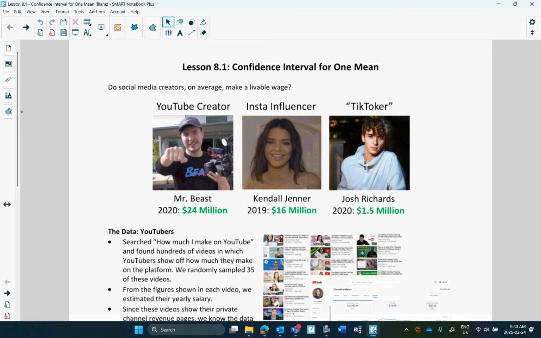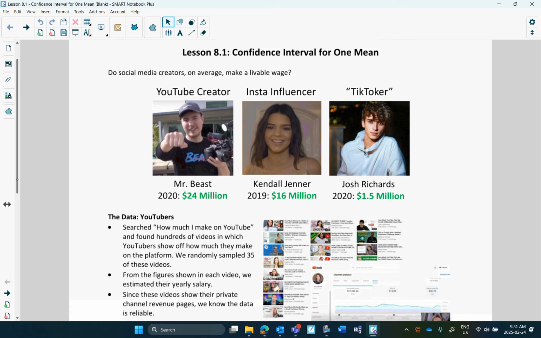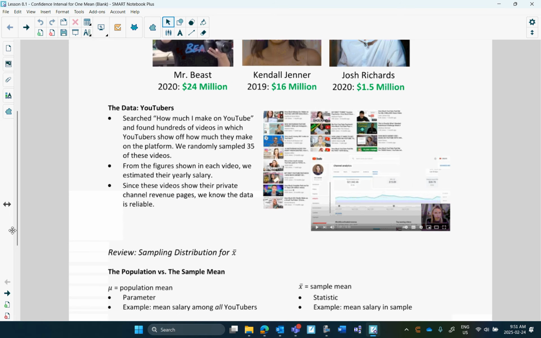So the example we're going to look at: do social media creators on average make a livable wage? Well, it seems that these three do. So how is this determined? Whoever was doing this study searched how much I make on YouTube and found hundreds of videos in which YouTubers showed off how much they make on the platform. So out of all of those, 35 were randomly sampled.